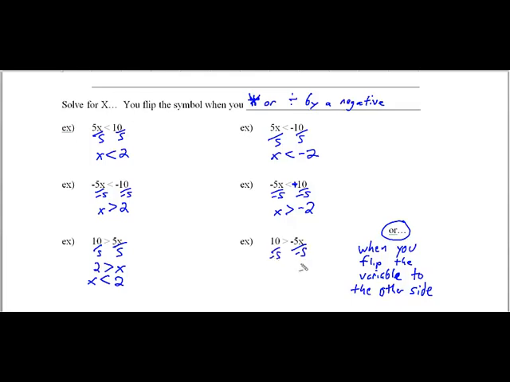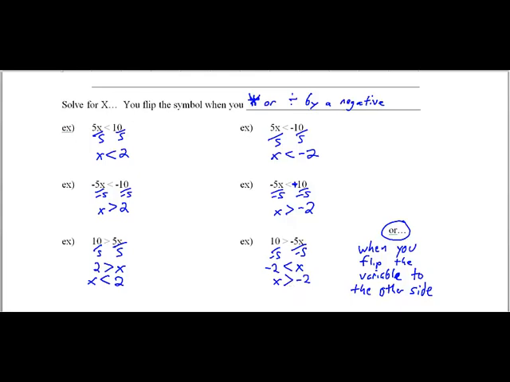Now watch, this is going to be the example of a double flip. I'm going to divide both sides by negative 5. So x is going to be greater than, notice the symbol flip there, negative 2. And then I'm going to move the x over here. And you'll notice that I read it backwards, x is greater than negative 2, or negative 2 is less than x. Now I flip the symbol around after I flip this x over here. So there's another example of the flip.